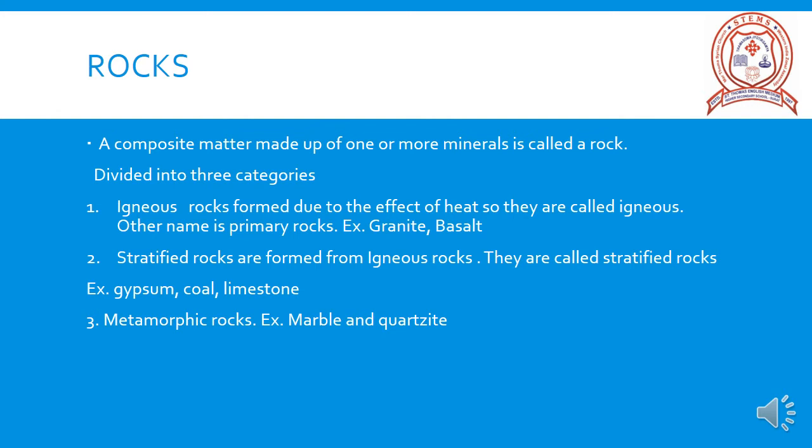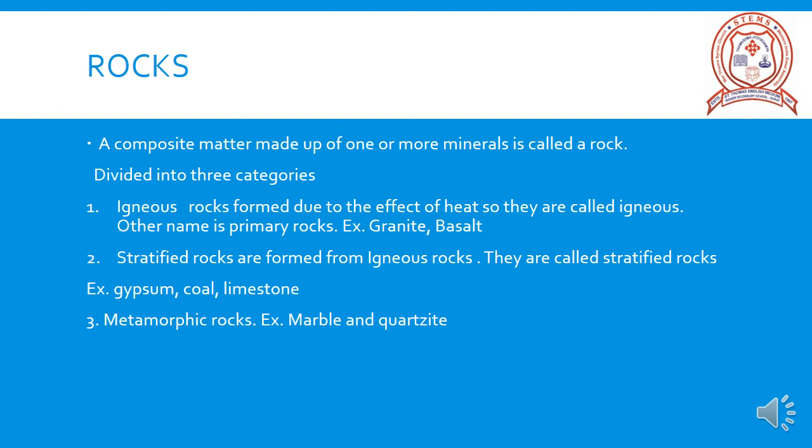Second is stratified rocks. Stratified rocks are formed from igneous rocks. Igneous rocks disintegrate due to the collective effect of water and other forces. These stratified rocks are known as sedimentary rocks. The broken rock material is constantly deposited in water and they form layers. The upper layer exerts pressure over the lower layers, so it is known as stratified rocks. Example: gypsum, coal, limestone, etc.